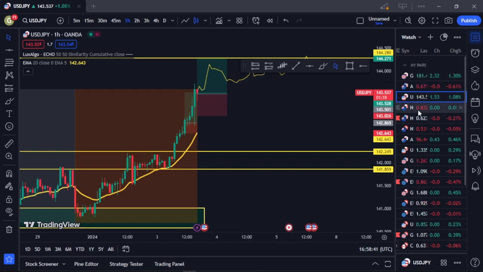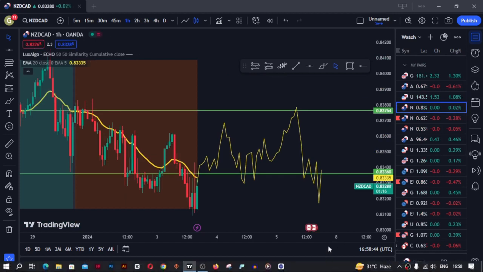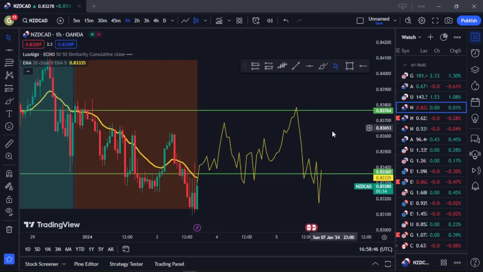So let me look for a market where they might not be in agreement and try my luck there. So let's take a look at this market here.